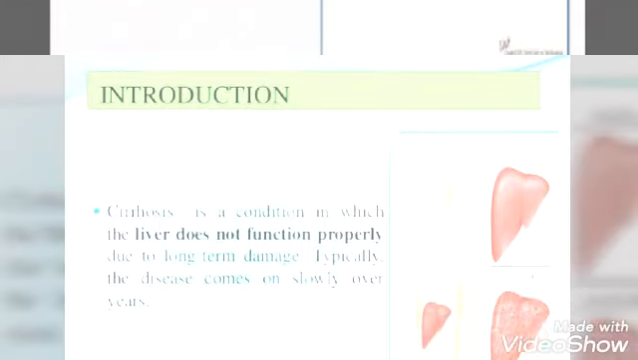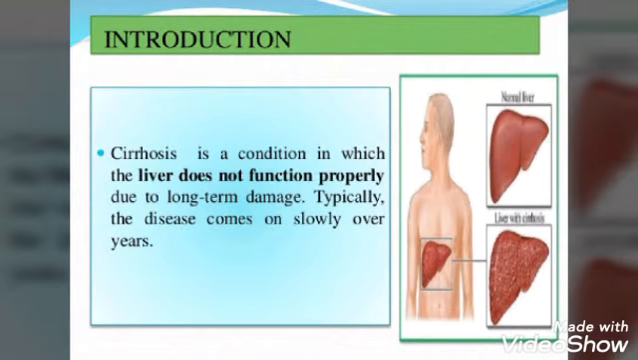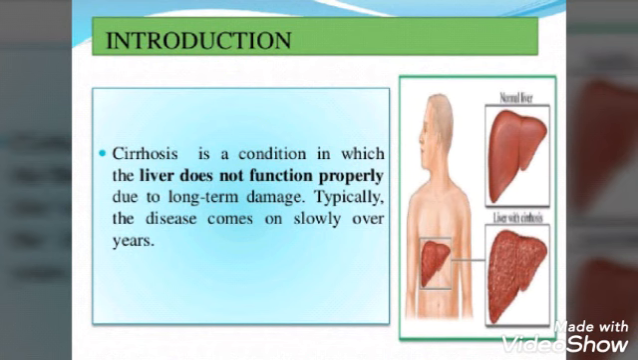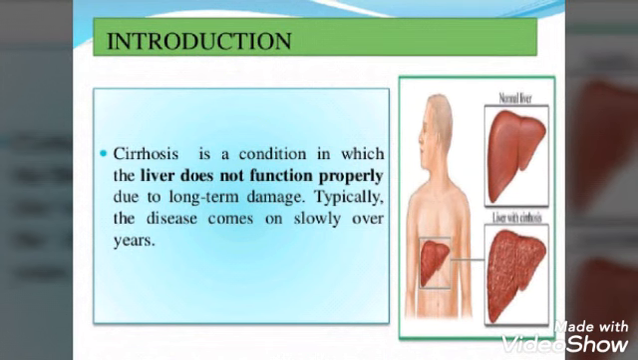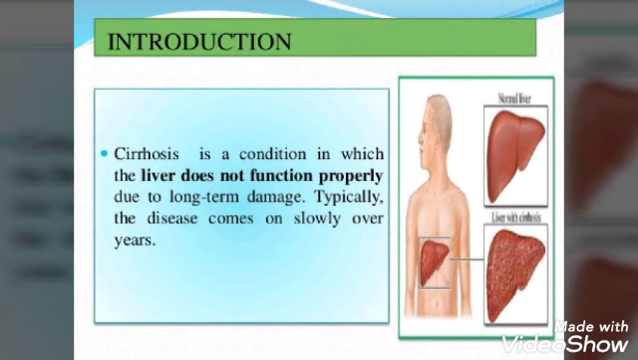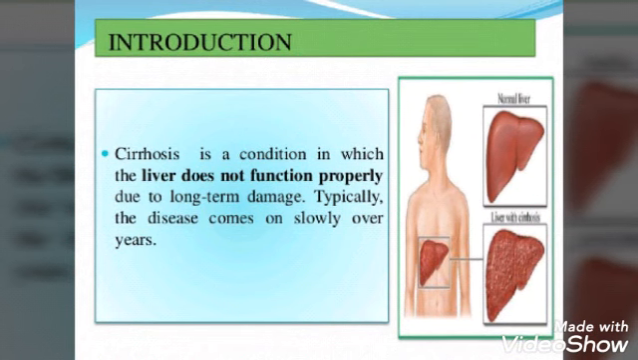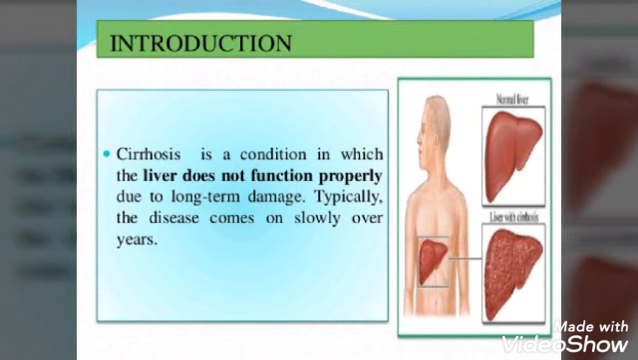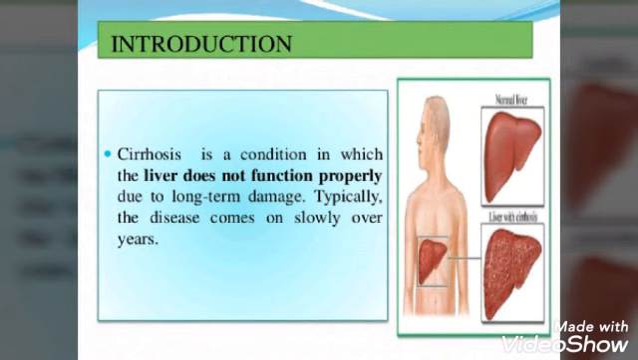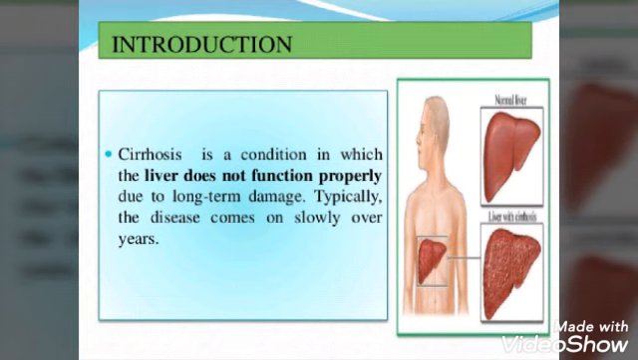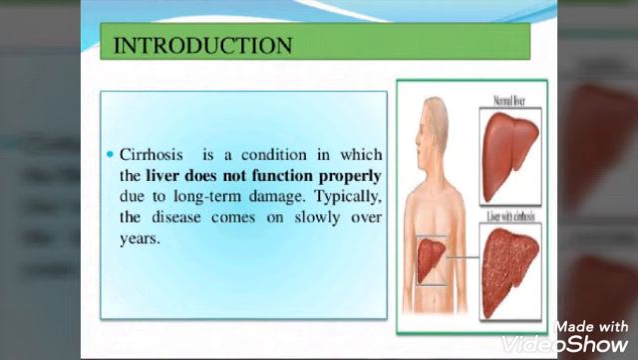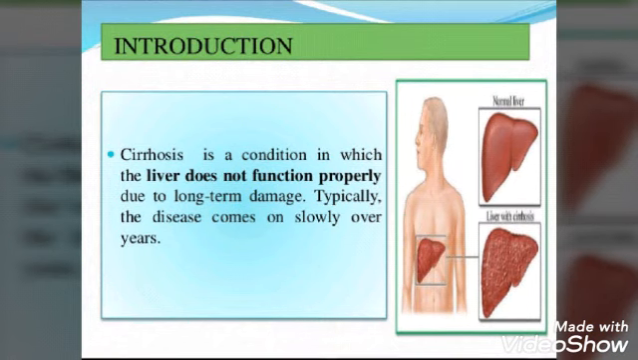In the introduction, cirrhosis is a condition in which the liver does not function properly due to long-term damage. Typically, the disease comes on slowly over years. The word cirrhosis means the complete damage of the liver, where the liver is not able to function, and it happens gradually, year by year, when the person is not conscious of their health condition. We'll see the definition.